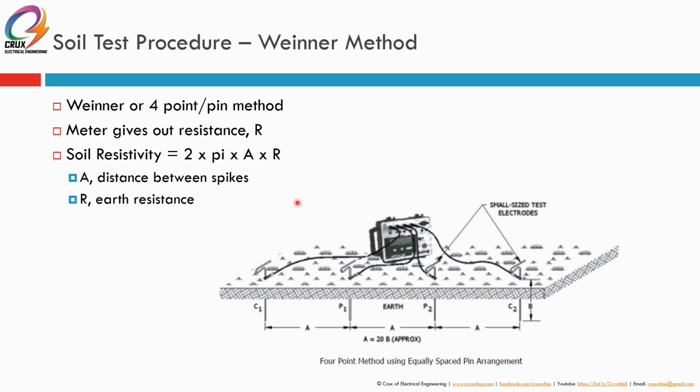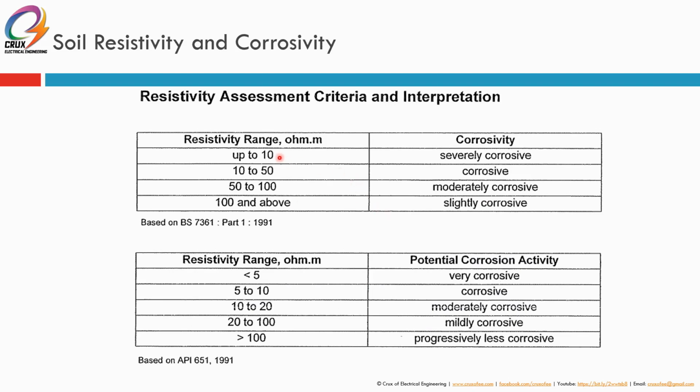Alright. So we use a Wenner 4-pin method to perform the soil test procedure. If the soil resistivity range is, for example, up to 10 ohm meter, it is severely corrosive, then 10 to 50 corrosive, 50 to 100 moderately corrosive, 100 and above is slightly corrosive. Alright, so these are a few standards. This is based on British Standard 7361, whereas this one is based on API. API is, I would say, more lenient as compared to the British Standard. So 5 to 10, it just considers this as corrosive, whereas up to 10 is severely corrosive based on British Standard. Okay, but this is just categorization.